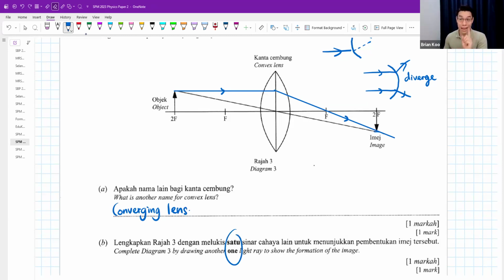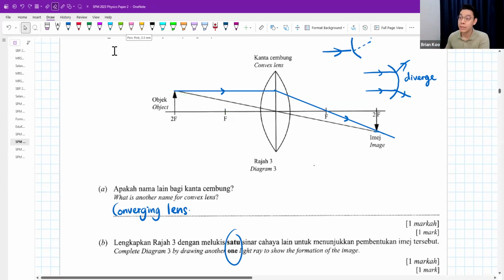Okay? If they ask to draw one, make sure you follow, just draw one. There's another one that they can accept. If you draw passing through the F, just now if it's parallel, then you go to the F. But now if you draw passing through the F, then it will become parallel afterwards. It will become flat, horizontal, parallel to the principal axis afterwards. Like that also can. Okay, so you draw either one, just one only.